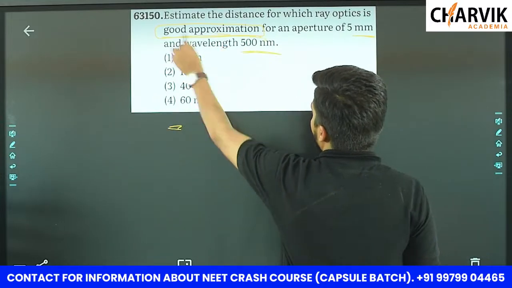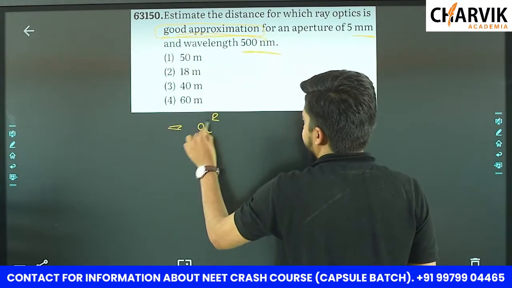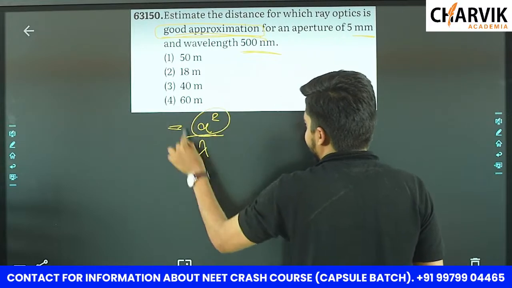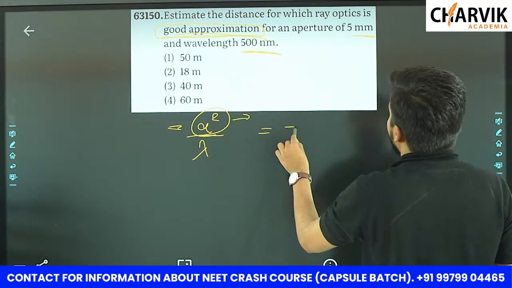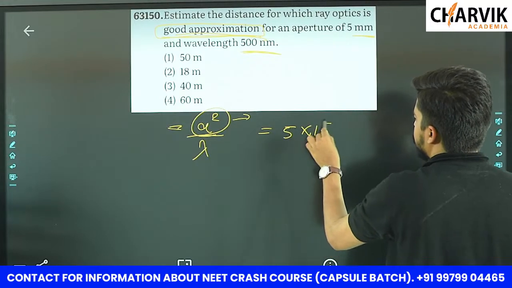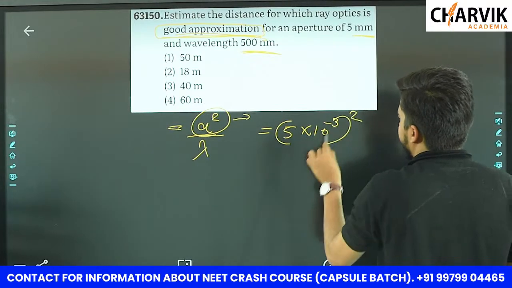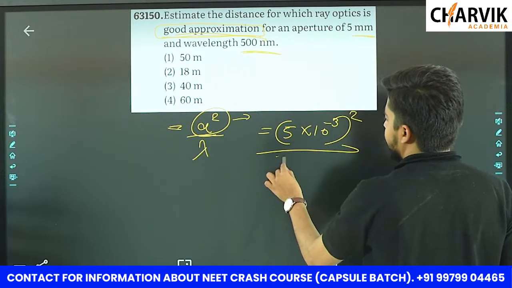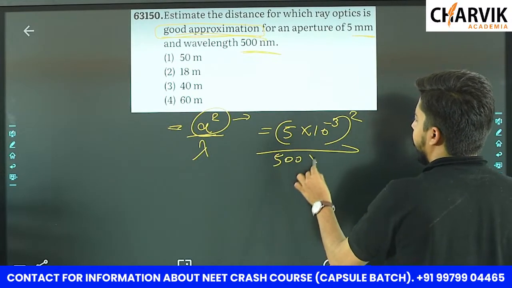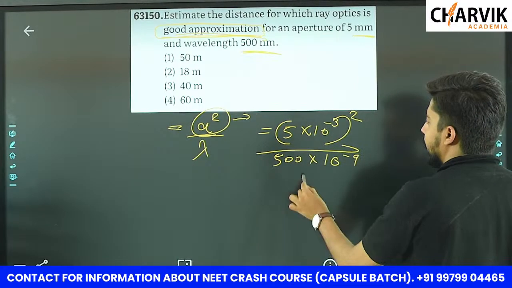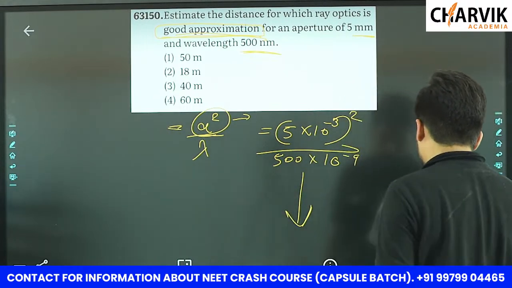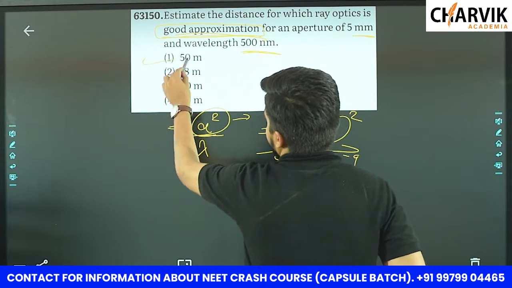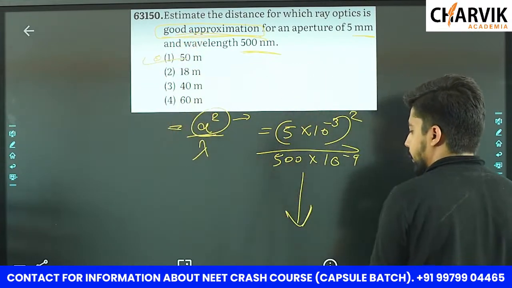So again, for the good approximation, the formula is a square divided by lambda. What is a? a is the aperture. What is the value of the aperture given? It is 5 into 10 raised to minus 3, whole square. Divide by lambda, it is in nanometer, so it becomes 500 into 10 raised to minus 9. Again, solve these 2-3 very small numbers, and after solving you will get the answer as 50 meter, which is given in the first option.